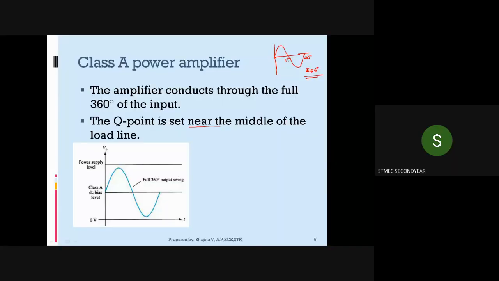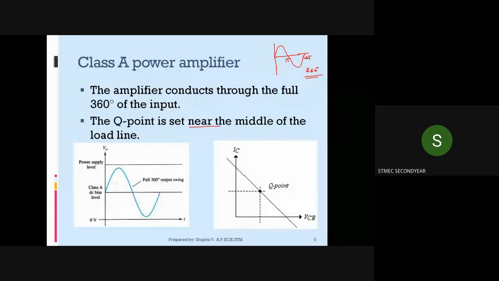Okay, so we have to set our Q point at the middle of the load line. If you have set our Q point at the middle of the load line, the conduction angle will be 360 degree. That means the complete input signal will get at the output, or we can say the amplifier conducts through the full 360 degree of input.